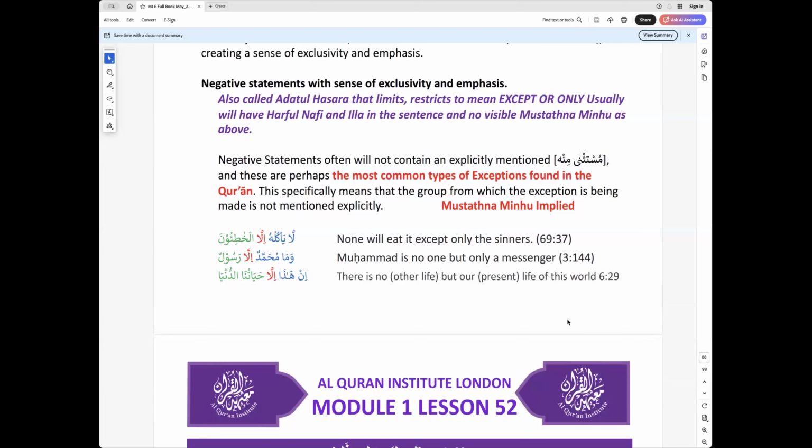La ya'kuluhu illal khati'un. Is it mansub here? No. You have one negative word, another negative word, two negative words here. Okay, harf: la illa, ma illa, in illa. This type of structure, and here it is not mansub. This is illa hasr.